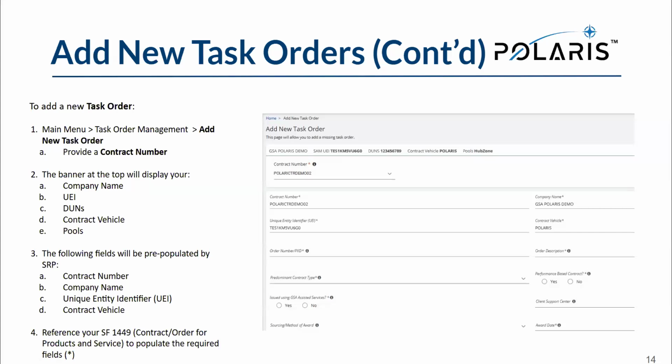Once the contract number is selected, the banner at the top will display your contract details, such as company name, UEI, DONS, contract vehicle, and pools. These details will be pre-populated by SRP. Other required fields would need to be entered manually. You can reference your award documents for contract details.